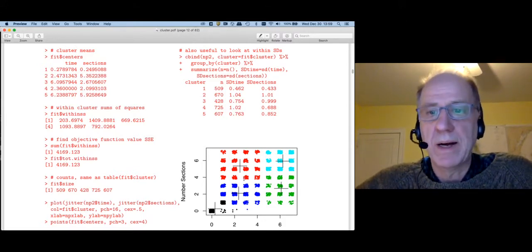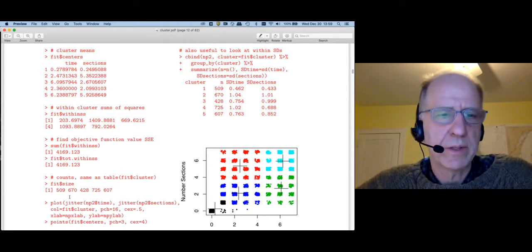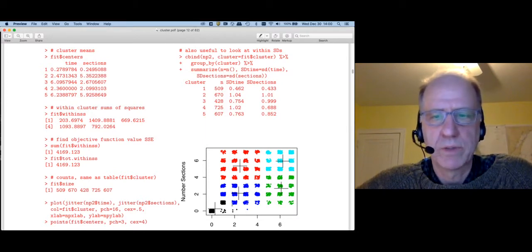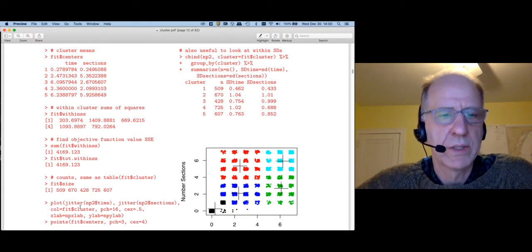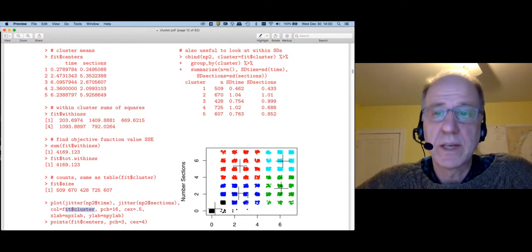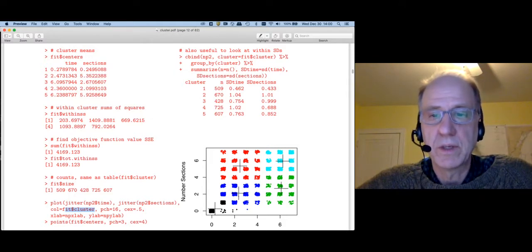Now, the plot command that I used to generate this is given below. So I jittered, meaning I added a little bit of noise, since these were all discrete values, time and sections. So time on the x-axis, sections on the y-axis. I'm encoding the cluster assignment as color. So the way to think about all of these blue observations is that the closest cluster centroid is the one that I'm hovering over. So this group of points is closer to this centroid than any other. Likewise, the two black clumps are closest to this big one.